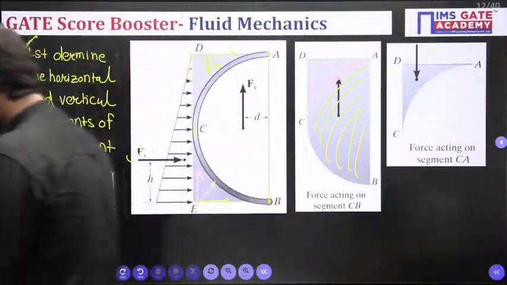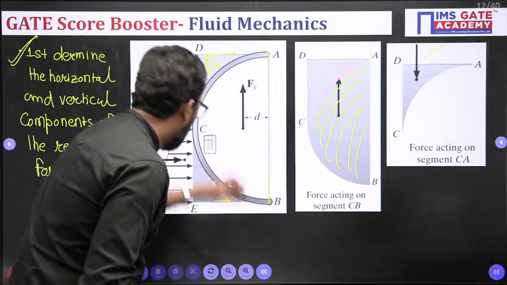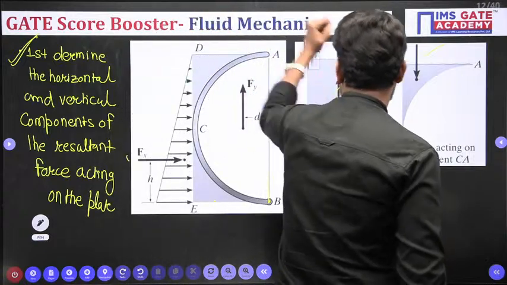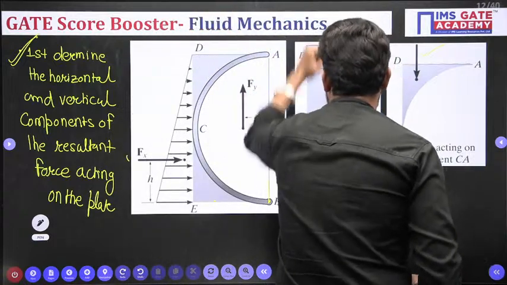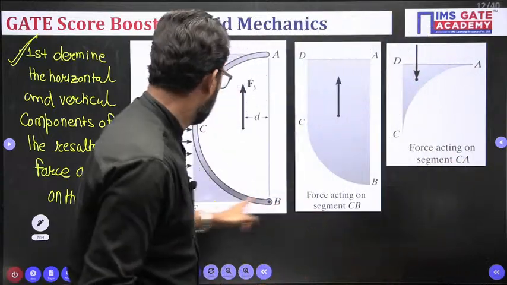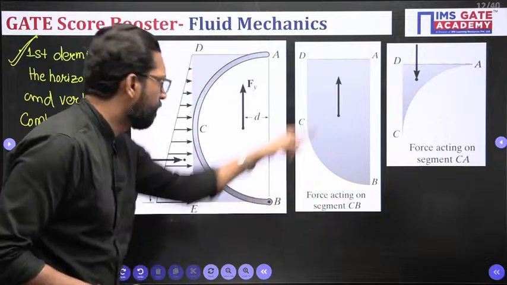So we have to find case first. What is your hydrostatic force? This is the force acting on the segment CB.